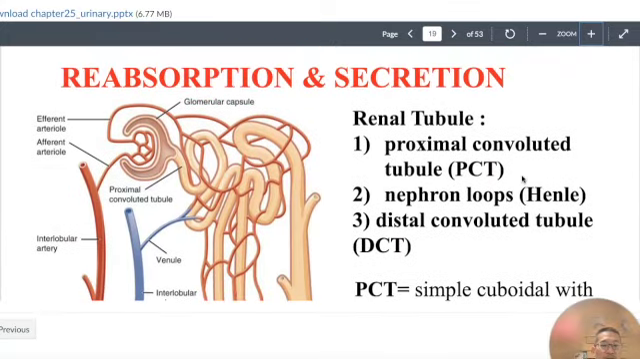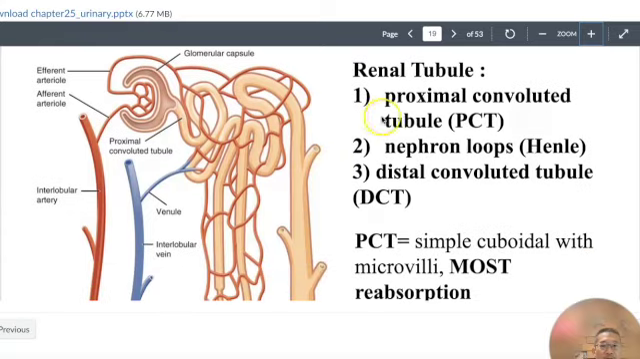So we already saw filtration. Now we're going to look at reabsorption and secretion. The proximal convoluted tubule, which is right next to the glomerulus, we're going to look at the loop of Henle and the distal convoluted tubule.